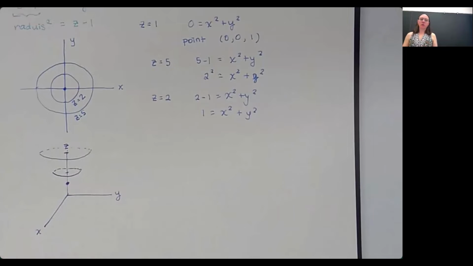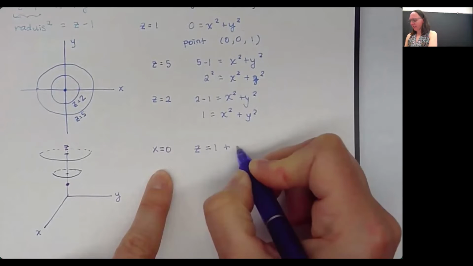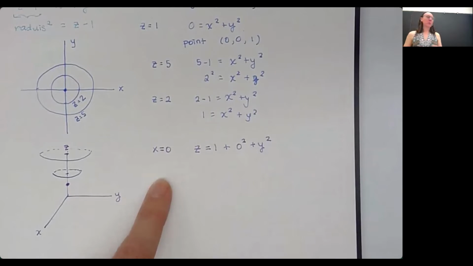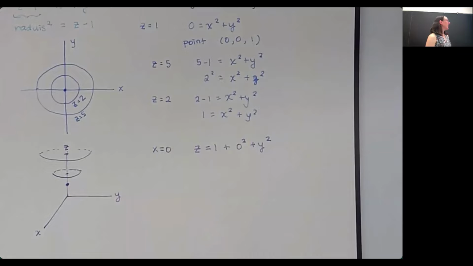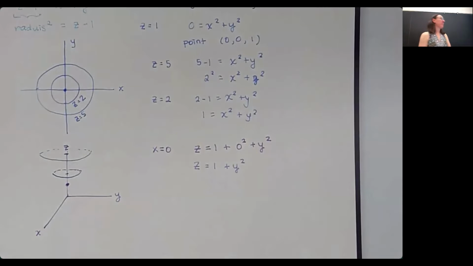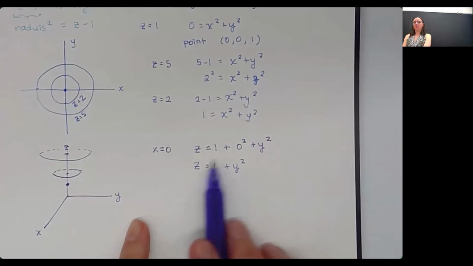Now, when we talk about level curves, we don't have to take our slice at different values of z. We could also take our slices for values of x or values of y. Go back to my equation, but now I'm plugging in 0 for x. So this is the equation z equals 1 plus y squared. So for a fixed value of x, my level curves are parabolas.